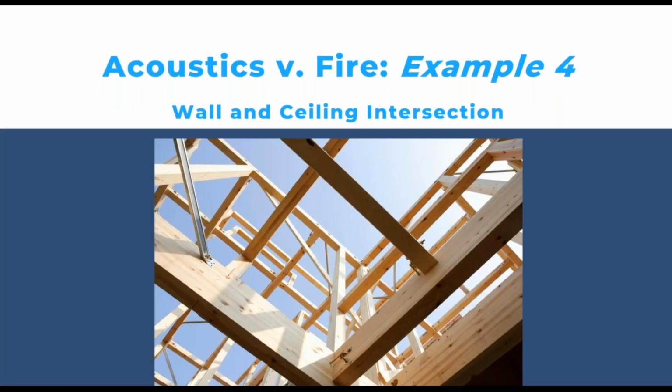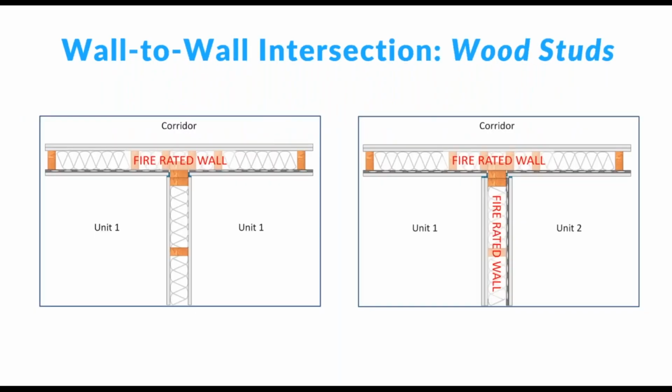All right, last thing, and then I think I'll wrap this up: wall ceiling intersections. These can be really tricky for managing acoustics and fire, because for fire, we want things rigidly connected so that the fire can't get through. And for acoustics, we want things not rigidly connected so that the sound can't get through. So those are at odds with each other.